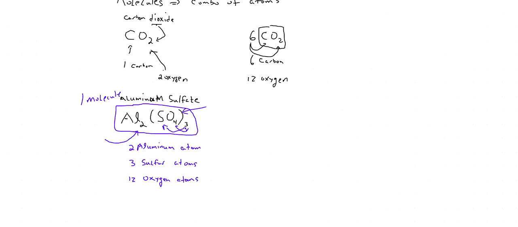Now, again, suppose I put a coefficient in front of this. I'll put a 4. It doesn't matter. Suppose I have 4 Al2(SO4)3. Now we have to count again. So this is 4 of these molecules, right? There's 4 aluminum sulfate molecules. So now we have 4 times 2 makes 8 aluminum atoms. I'm just going to write Al atoms.